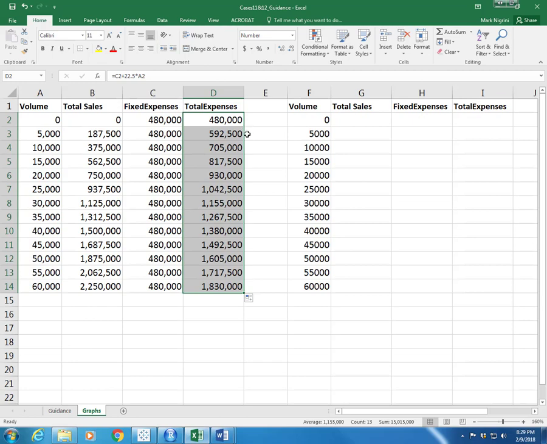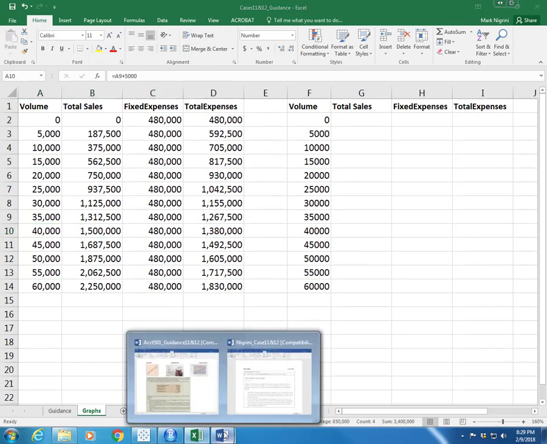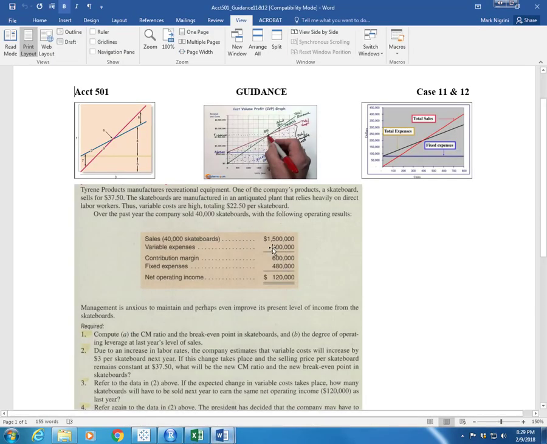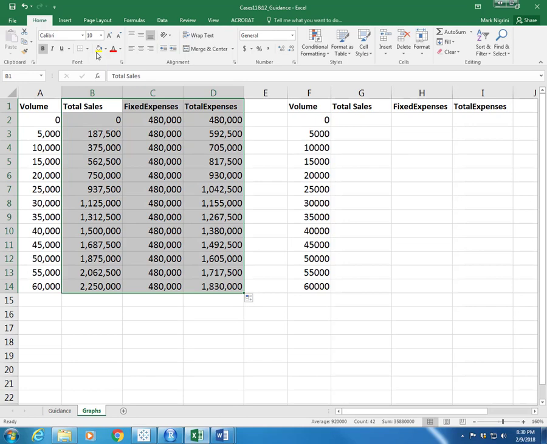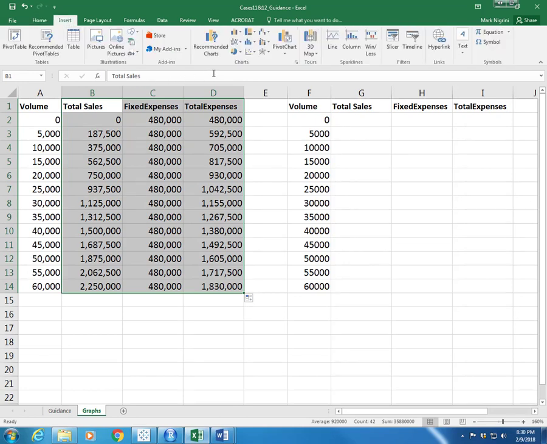And I can do a little test and see whether things are looking good. I can go to the 40,000, and I can see that my total expenses are $13.80, and that actually ties in with the $13.80, that and that. So now we're going to go and do a nice graph. I'm actually going to just highlight this, and we should go insert.